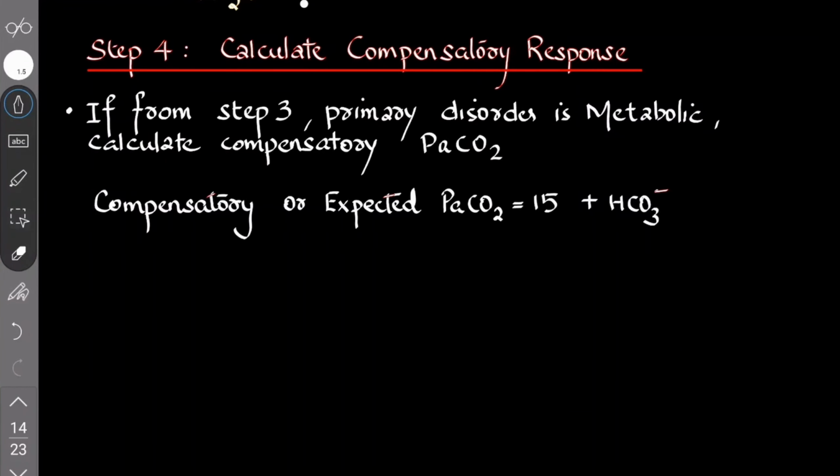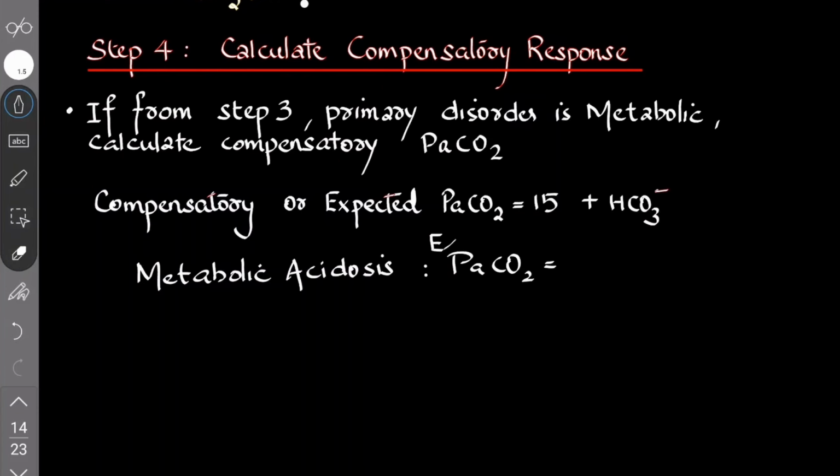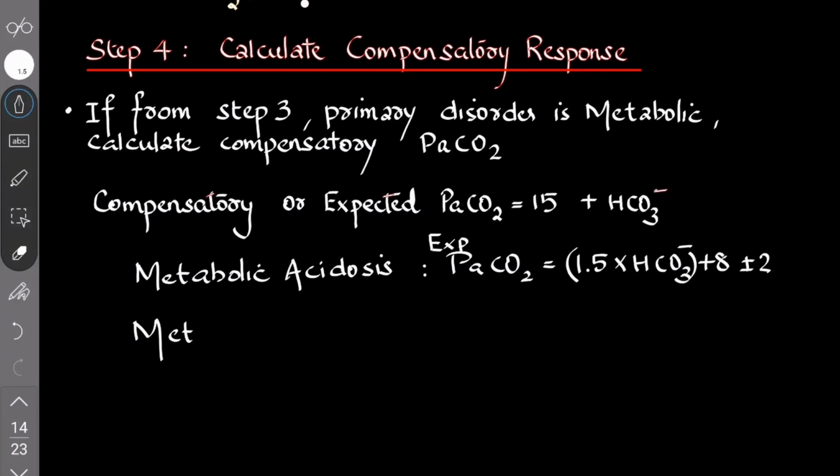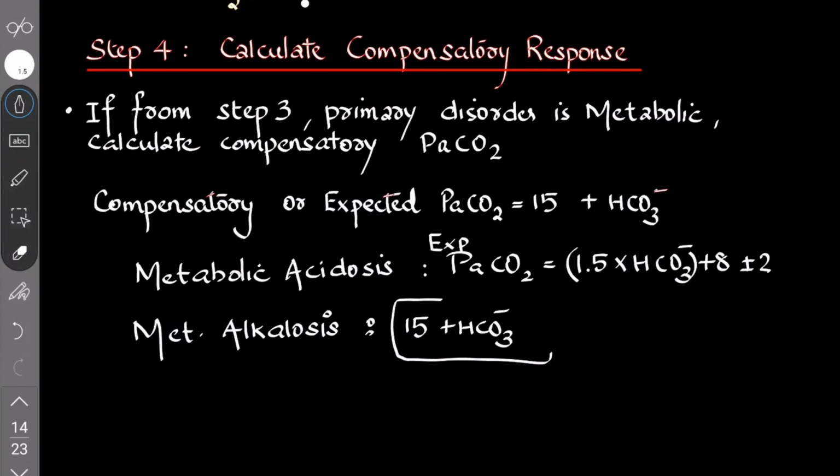Actually, in metabolic acidosis, the compensation, that is the expected PaCO2, is 1.5 into bicarbonate plus 8, plus or minus 2. This is the formula for calculating the expected PaCO2. While in metabolic alkalosis, it is 15 plus bicarbonate. In a crude way, we can use this formula for metabolic acidosis also.